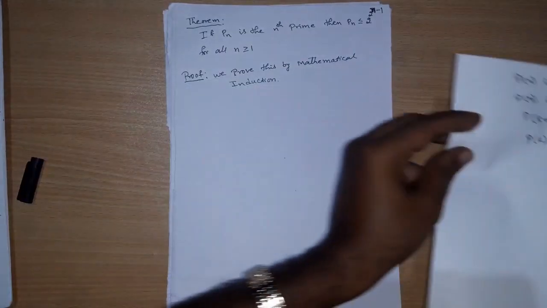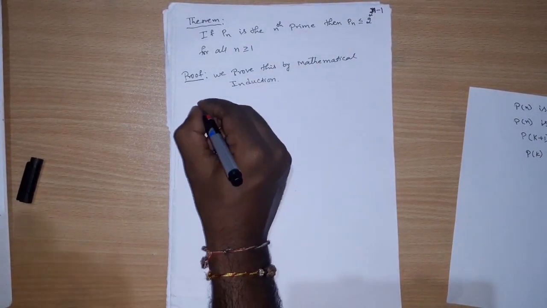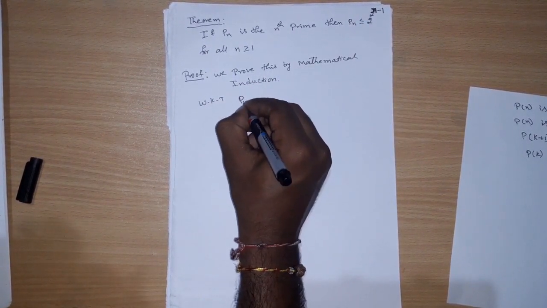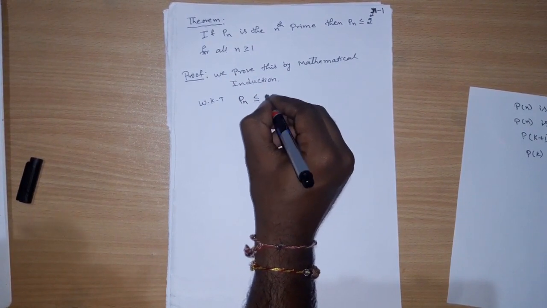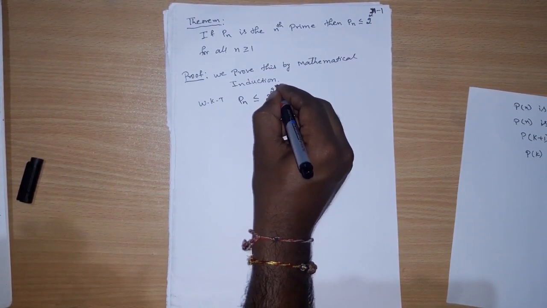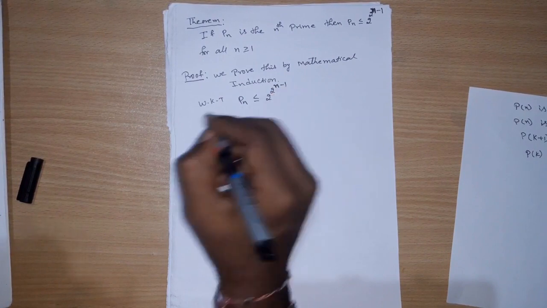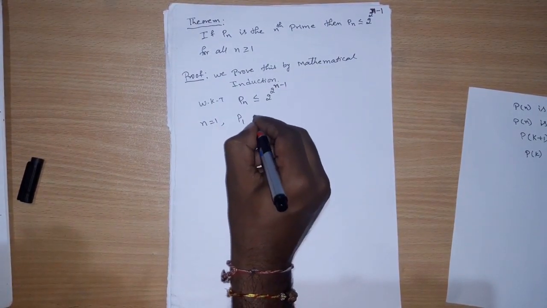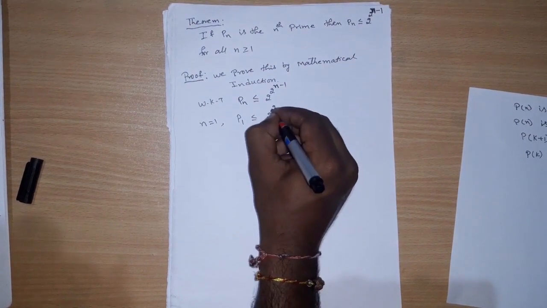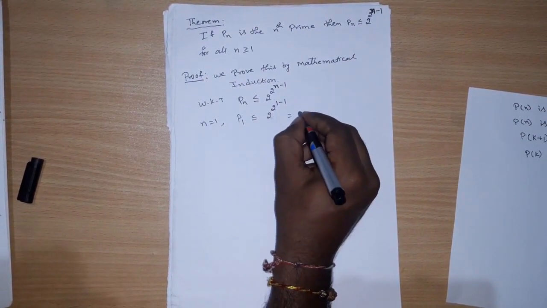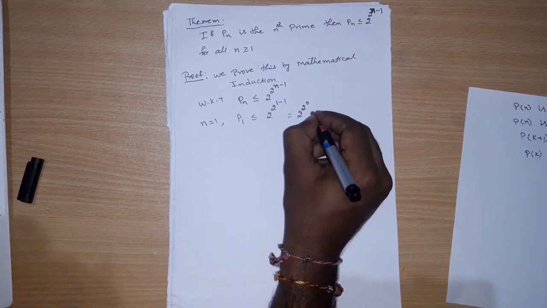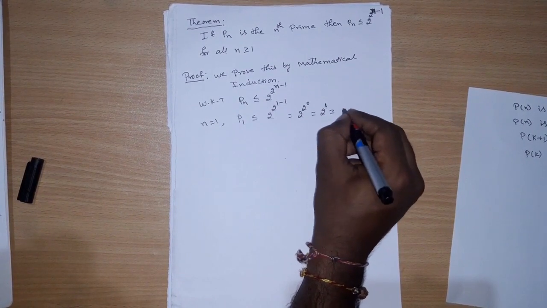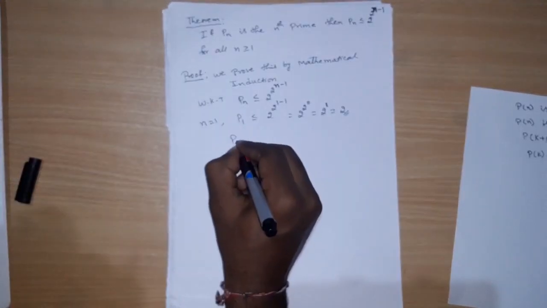So first we assume, we know that p of n, what they have given, p of n is less than or equal to 2 to the power of 2 to the n minus 1, right? So put n equals 1. So p of 1 is less than or equal to 2 to the power of 2 to the 1 minus 1, so 2 to the power of 0. 2 to the power of 0 means it is 1. So 2 to the power of 1 we get 2. So that means p of 1 equals 2.